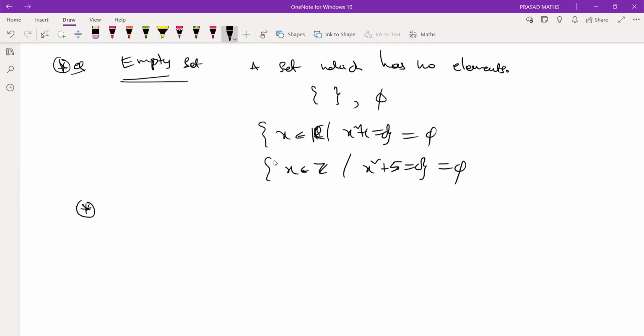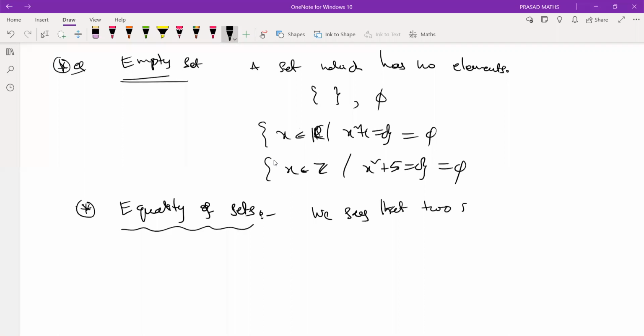Next is equality of sets. What do you mean by equality of sets? We say that two sets are equal. This is also an important idea once you go through countability. Once you take two sets, A and B are equal sets if and only if both are the same.